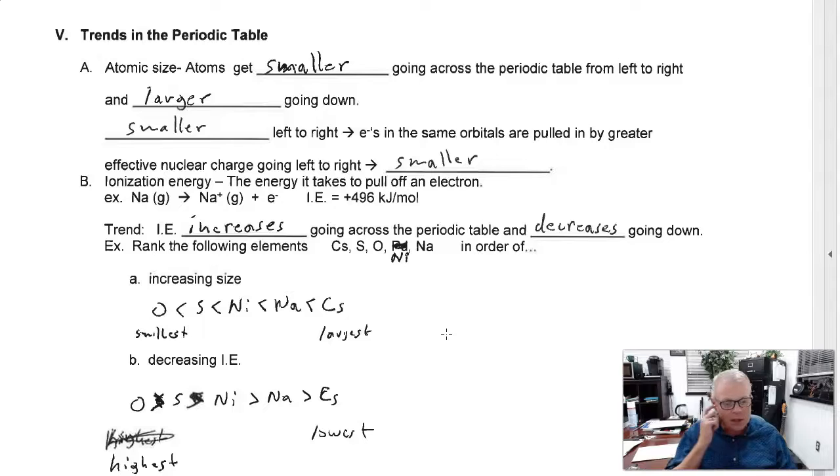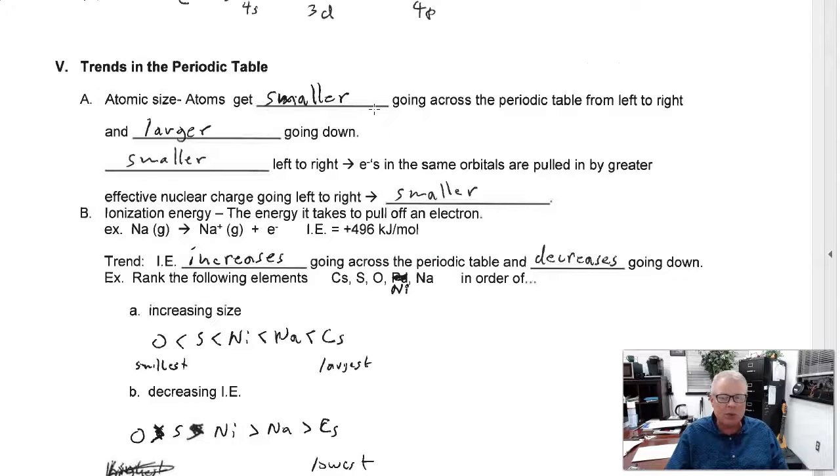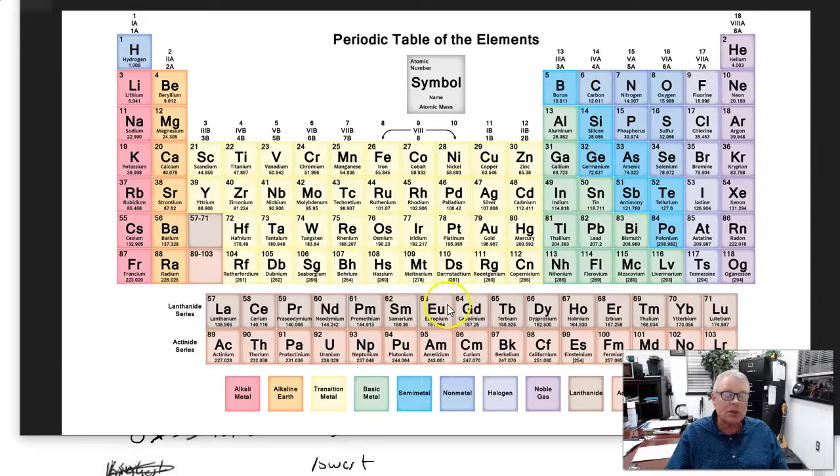All right. So let's talk about trends in the periodic table. There are certain trends in the periodic table. We've talked about this that you can see before. And remember, the periodic table is arranged according to chemical reactivity. Is the periodic table arranged according to electronic structure, by the way?